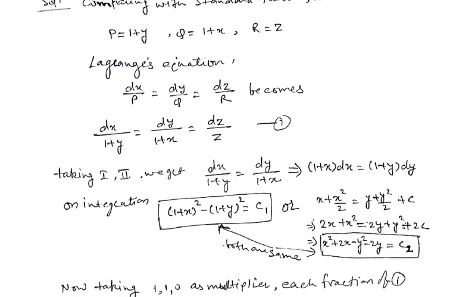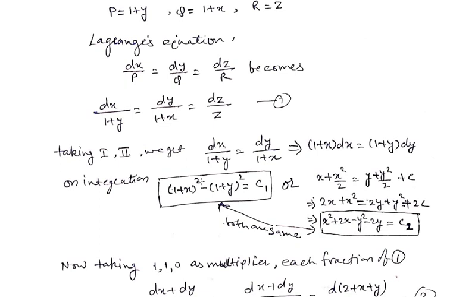Now we can integrate it and we get 1 plus x whole square by 2 minus 1 plus y whole square by 2 is equal to c, and when we simplify this, we will get 1 plus x whole square minus 1 plus y whole square equals to c1, where c1 is 2c. Or we can integrate it in a way: x plus x square by 2 is equal to y plus y square by 2 plus some arbitrary constant, and when we solve it we get x square plus 2x minus y square minus 2y is equal to c2.